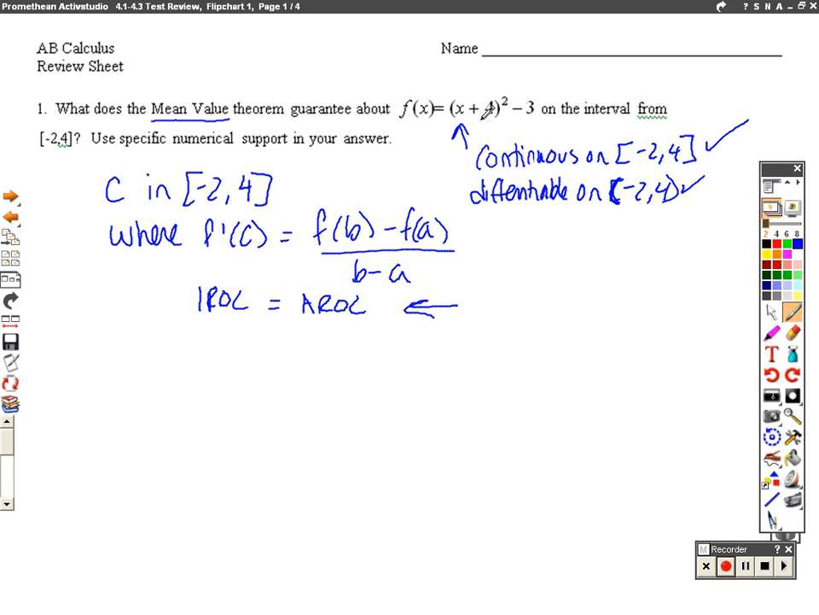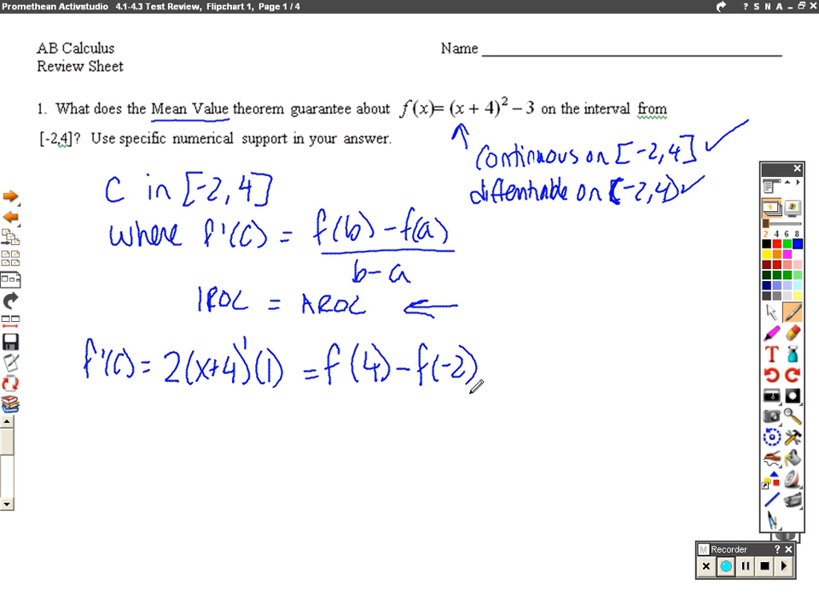So the derivative of this will be, I'm going to do f prime of c will equal, I'm going to bring down the 2, keep the inside the same, multiply, keep the power 1 less, and then multiply by the derivative of the inside, which is just 1. That's f prime of c. Now the average rate of change is just f of 4 minus f of -2 over 4 minus -2.